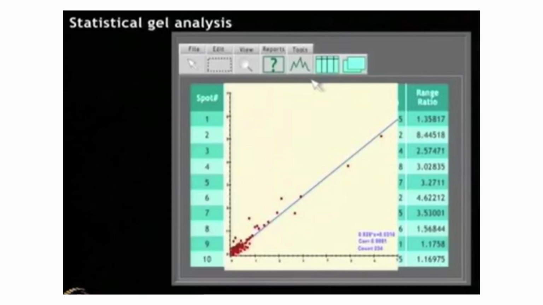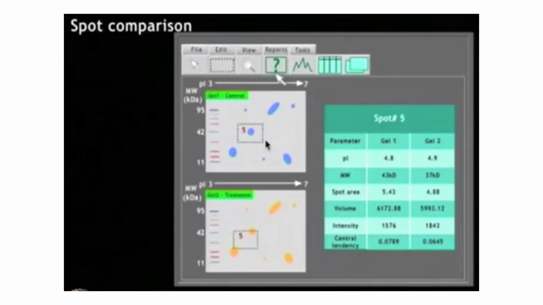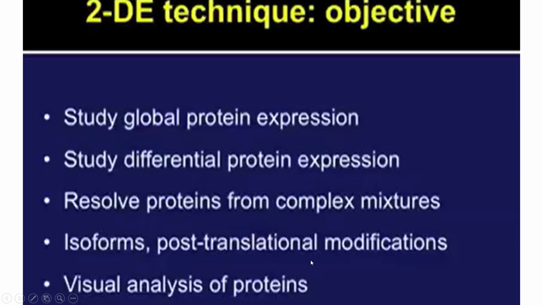Then you can create different graphs out of it and check each and every spot separately at the same location, whether that specific protein was present or not present in gel 1. You can detect the PI at which it stopped, and how it ran over the course of the second dimension. You can detect all of this. What could be the molecular weight of it? What is the area of that spot? What is the volume? How much is the intensity? All of this can be analyzed using that specific software.